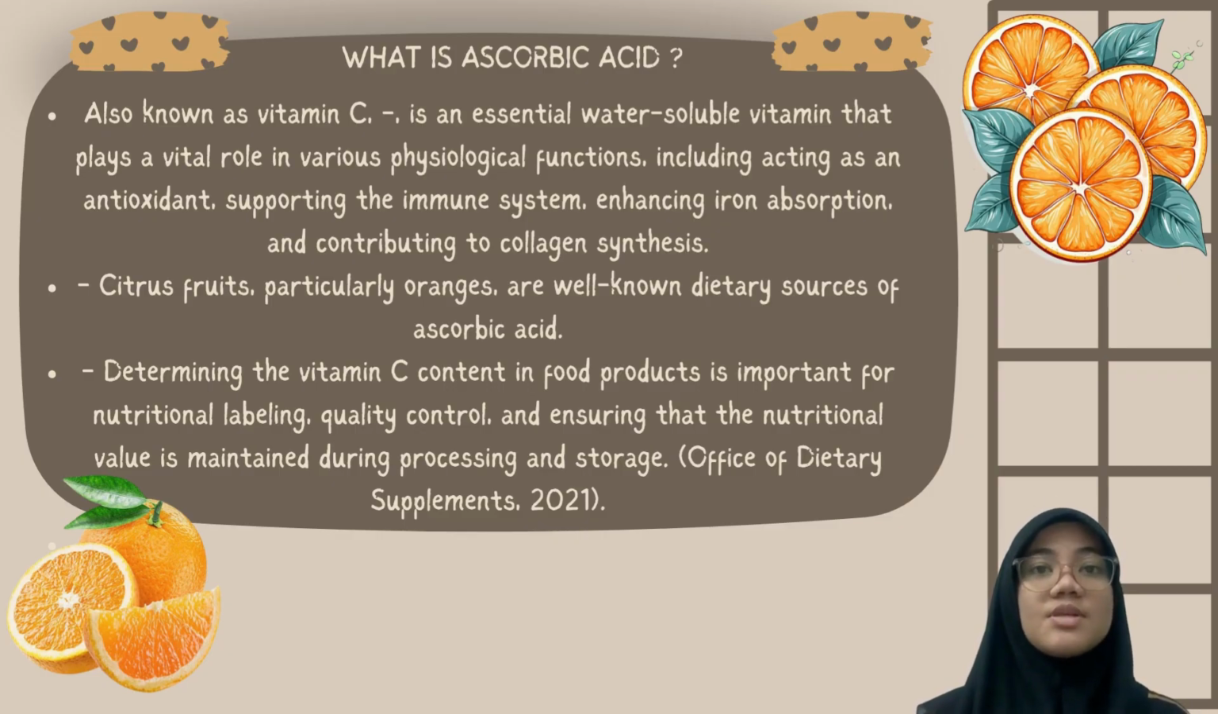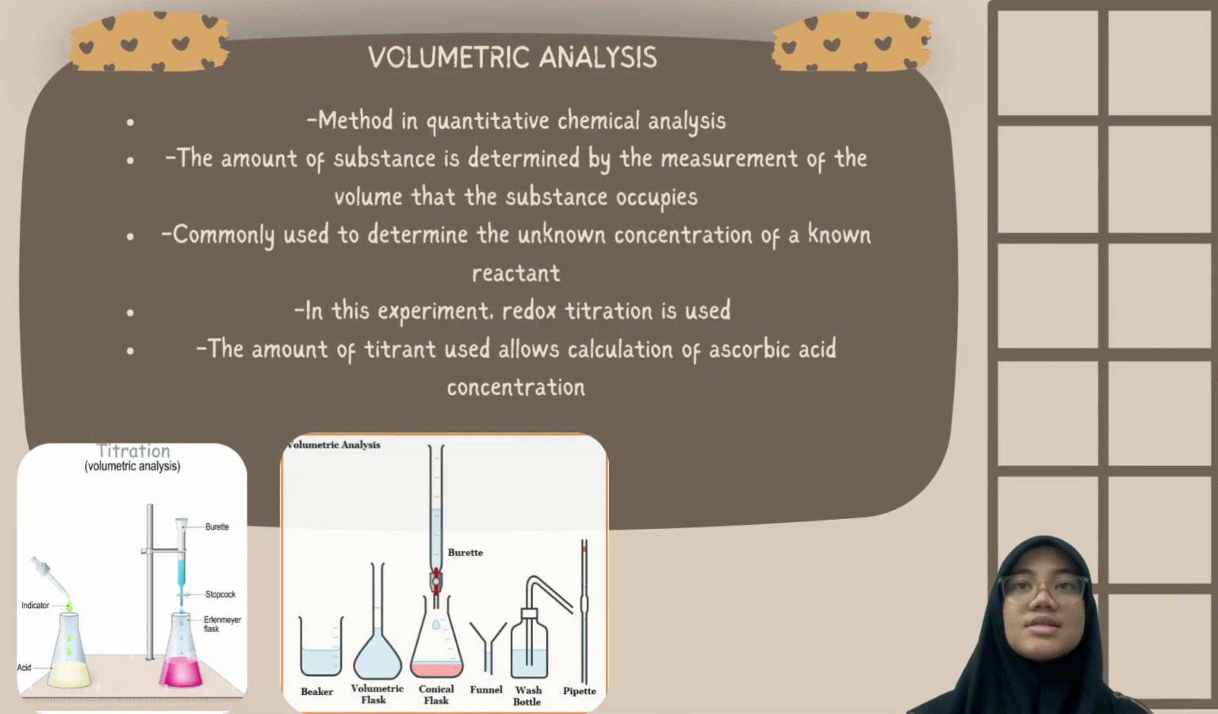Also, determining the vitamin C content in food products is important for nutritional labeling, quality control, and ensuring that the nutritional value is maintained during processing and storage. Volumetric analysis is a method in quantitative chemical analysis in which the amount of a substance is determined by the measurement of the volume that the substance occupies. It is commonly used to determine the unknown concentration of a reactant. In this experiment, redox titration is used, in which the amount of titrant used allows calculation of the ascorbic acid concentration.